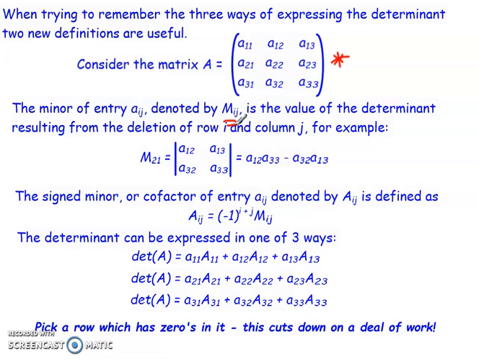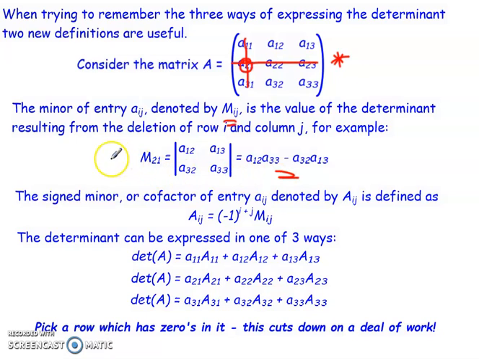left over. So for example, M21, my minor of entry 21, would be as follows. If I delete the column and the row that it is on, my minor would be the determinant of a 2 by 2 matrix made with the elements that are left over. So a12, a13 on the top row, and then a32 and a33 on the bottom row. And we know how to calculate that, it's just this formula here. So that's what's going to be called our minor of entry.